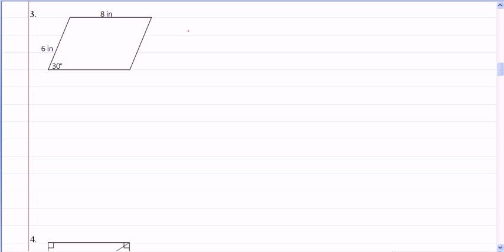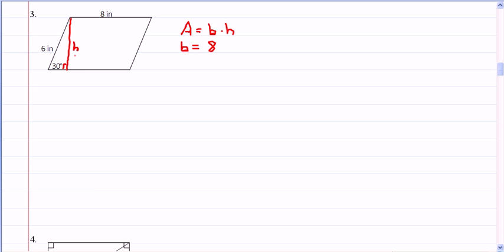For number 3, another parallelogram, so area is base times height, and we have a base equal to 8. Now the problem is that we're not given the height. This 6 out here is just one of the sides of the parallelogram, but it is not the height. The height is the perpendicular distance. So this length right here is our height.